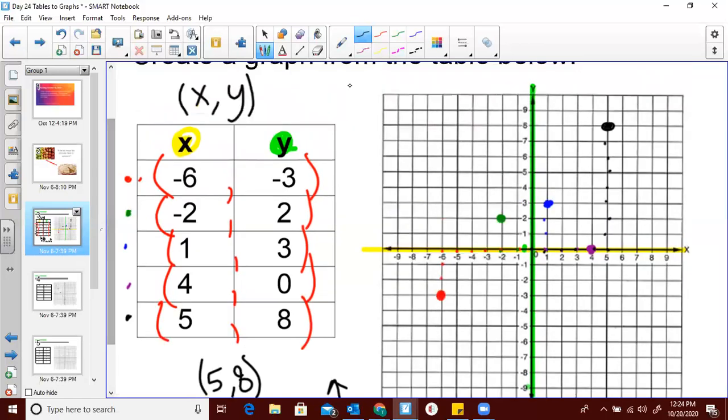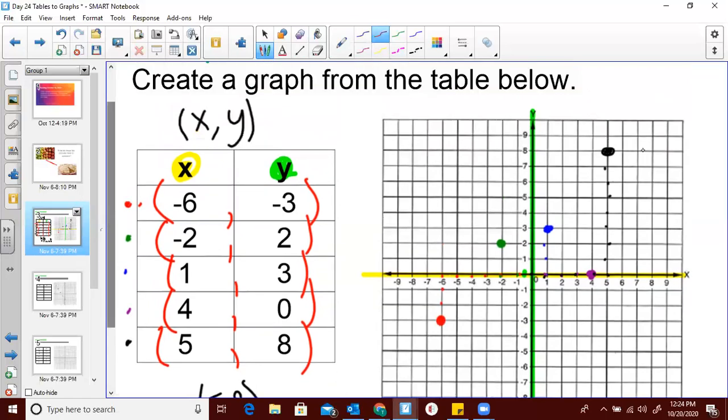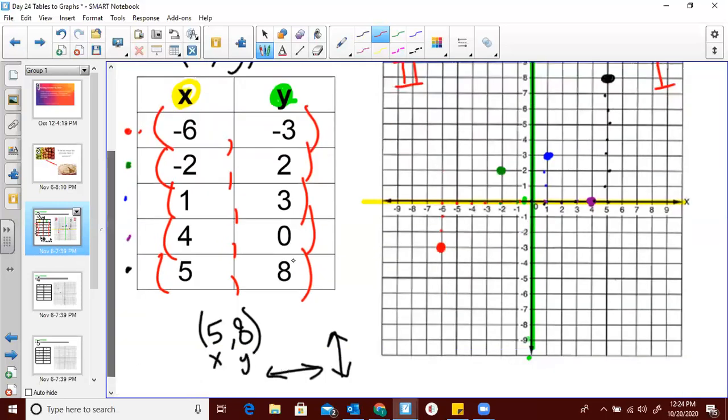All right, something else to note. If you are asked a question about quadrants, remember this is your first quadrant. This is your second quadrant. This is your third quadrant. And this will be your fourth.